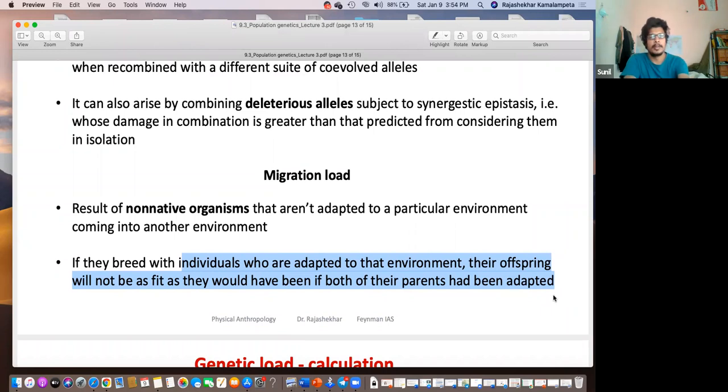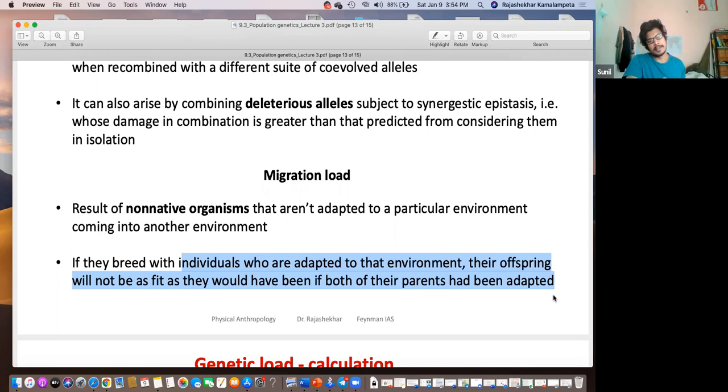Sir, one question. Good. Can we have multiple loads at the same time also? Yeah, of course. Migration, segregation, recombination, they do happen. So there can be multiple types of loads existing at the same time, because all these events don't happen individually. They are always happening simultaneously. So all different types of load can be present at a given point of time.